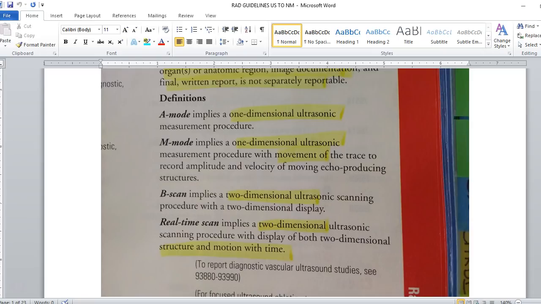B scan is using two-dimensional ultrasounds. So again, we're getting a better display. So for instance, B scan is what we think of normally when we are getting a better understanding about the size of an organ. So again, we're trying to figure out, is the spleen enlarged? How large is it? The B scan will help us with that.